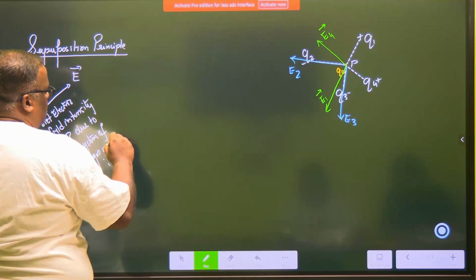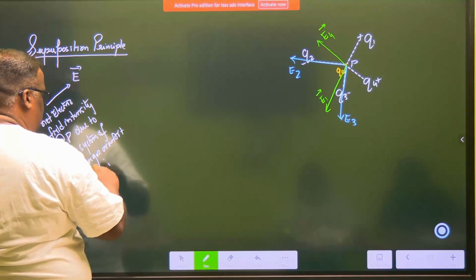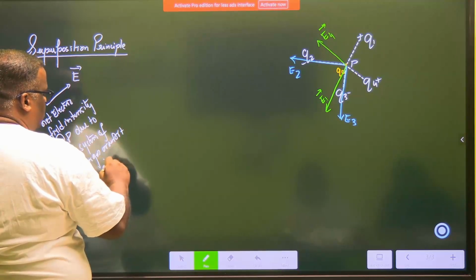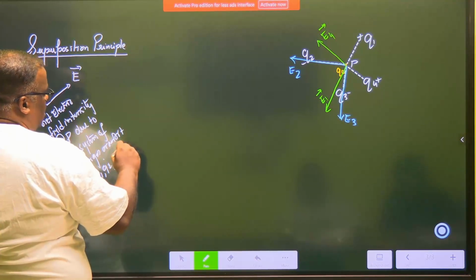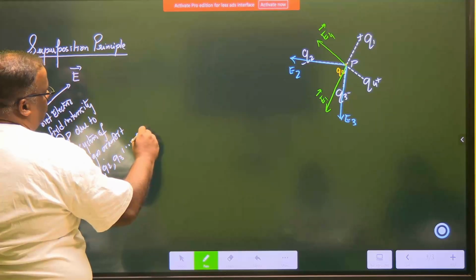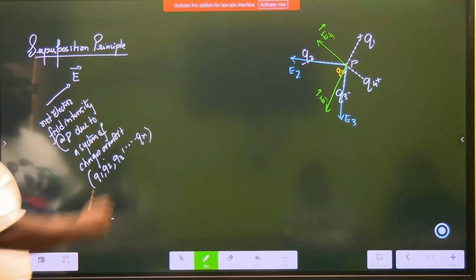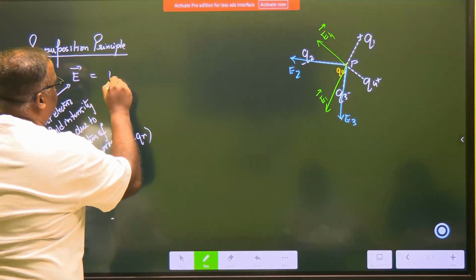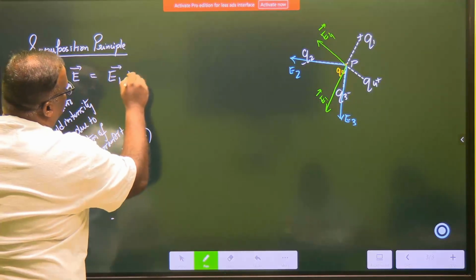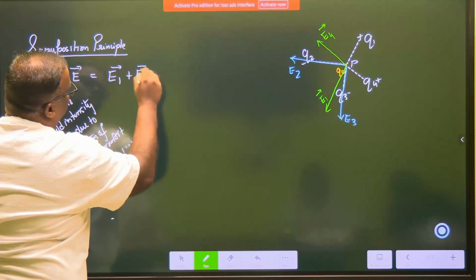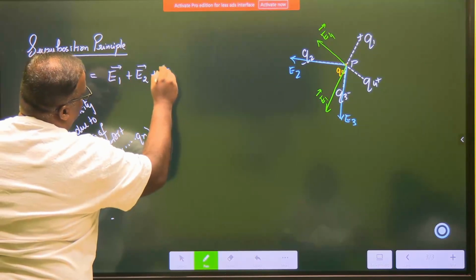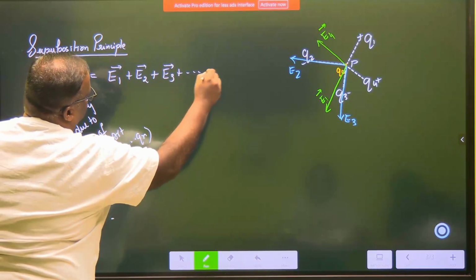around it. And what are the charges, children? Q1, Q2, Q3, and say we would have something up to Qn. Okay? So this E will now be given as the vector sum of E1 plus E2 plus E3 plus ... plus En.